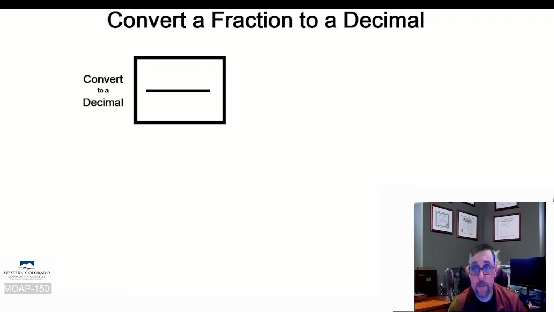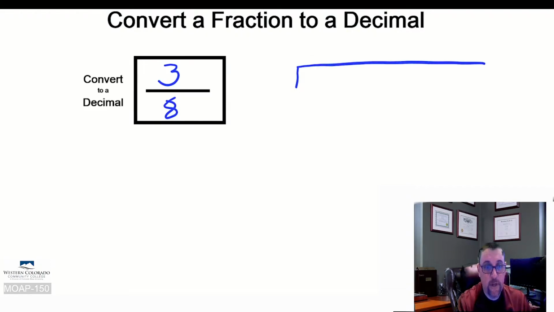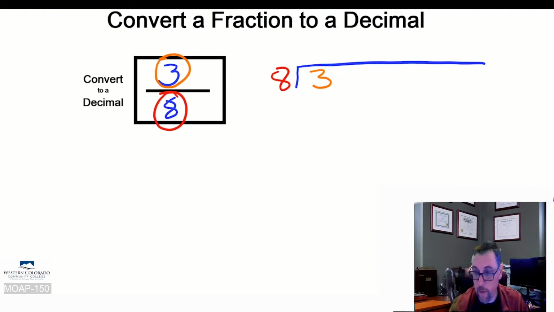All right, let's do another one. Same pattern as before. We'll just make the problem a little bit more complex, but the process will be the same. So let's convert the fraction 3/8 to a decimal. You already remember how to set this up. This is going to be 3 divided by 8. So that's how we're going to set up our problem.